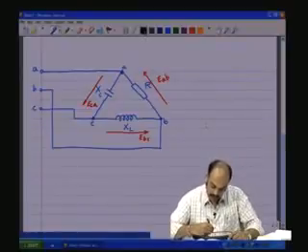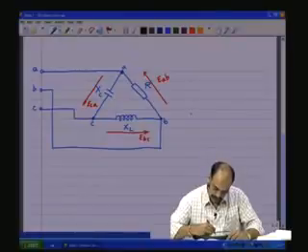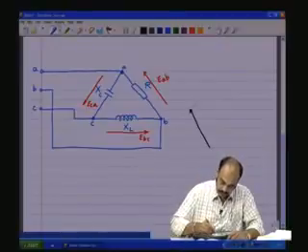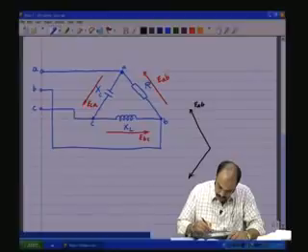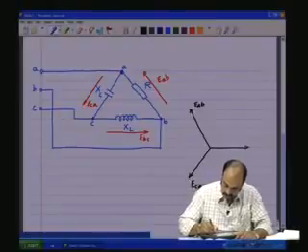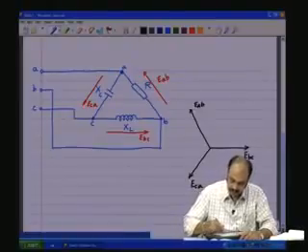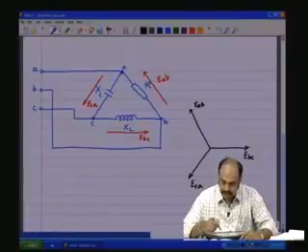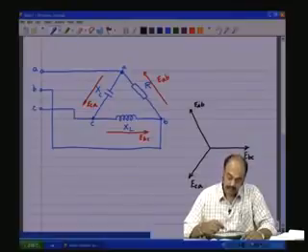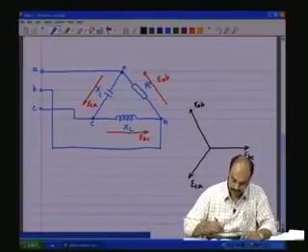Now, based on this sequence, we have the vector diagram. Let us say we have EAB, ECA, and EBC, all 120 degrees apart. So, EBC is lagging EAB by 120 degrees and ECA is lagging EBC by 120 and EAB by 240 degrees. Okay. This we know.